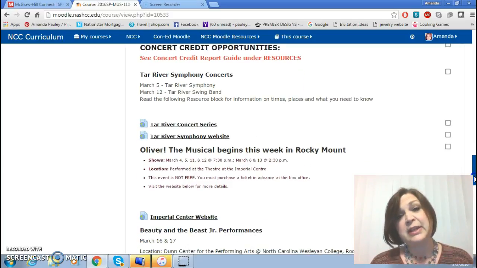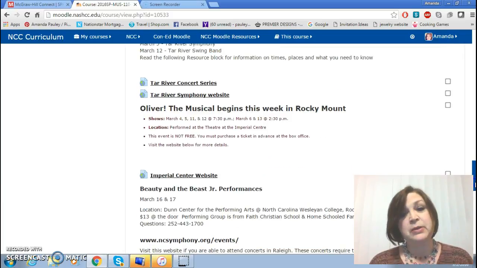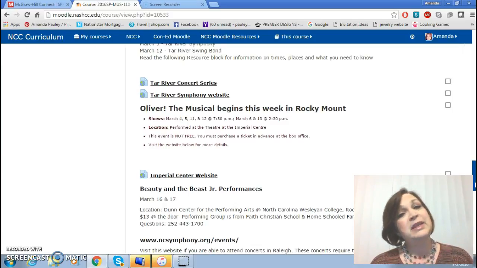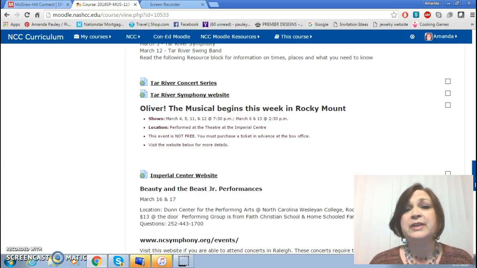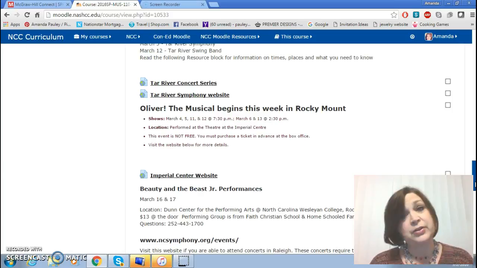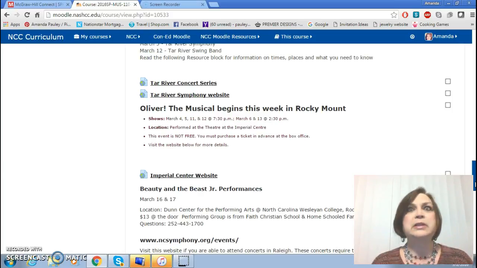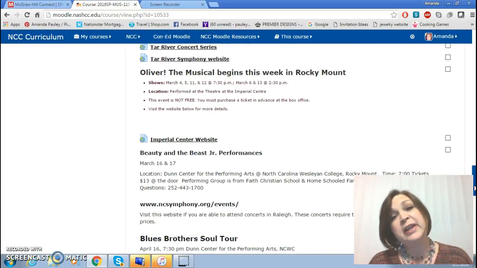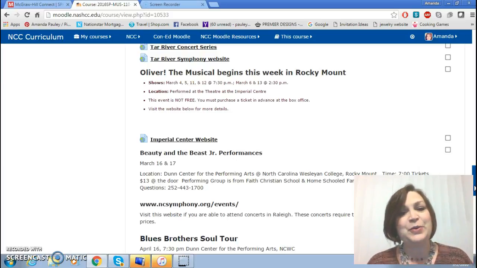The things I have listed here do involve a small ticket price. Small in comparison to what it could be. If you end up going to a professional company at the DPAC or in Raleigh with the North Carolina Symphony, those tickets can start at $35, $40, even $80. And so to pay $13 is not that big a deal for a concert. And so it is part of your grade, and it's also a cultural experience. And so I think it's worth that extra cash if you can handle it.